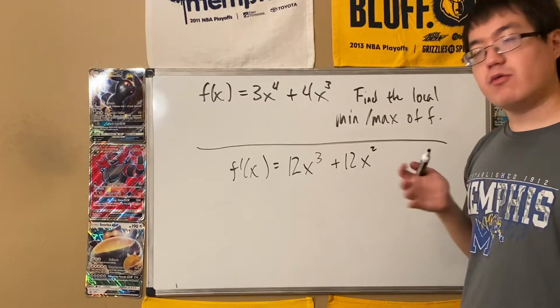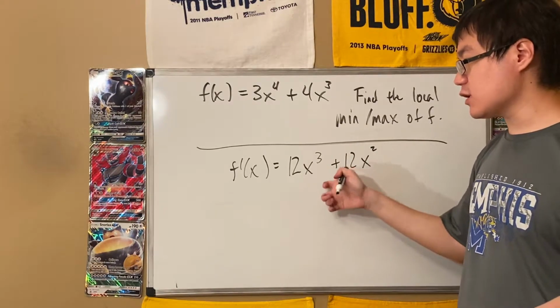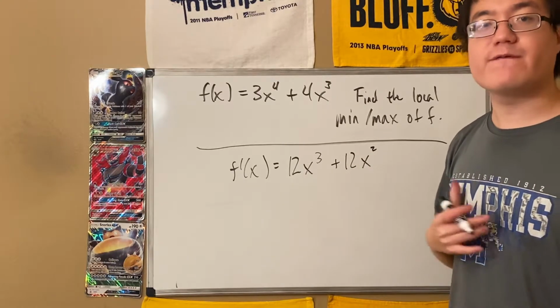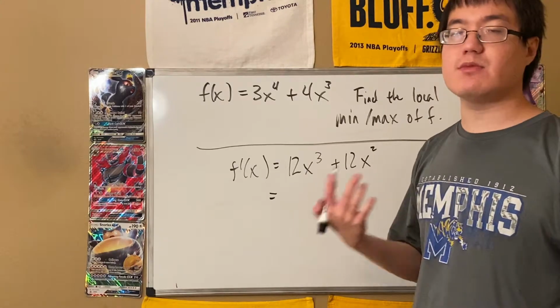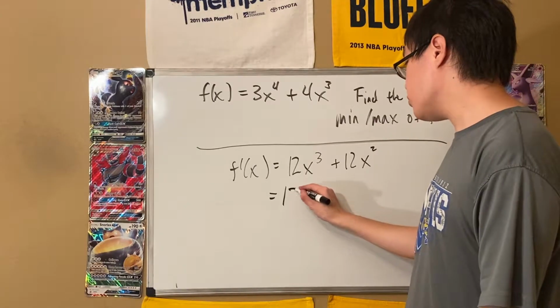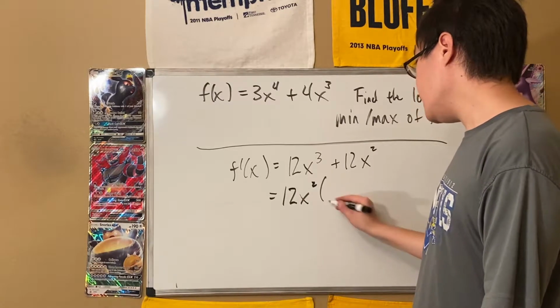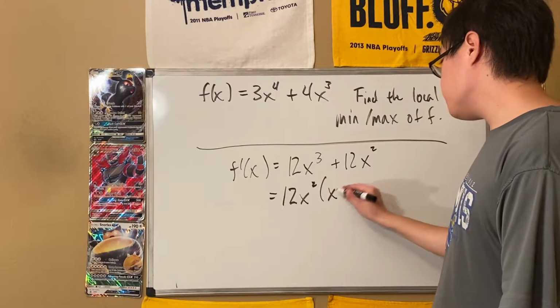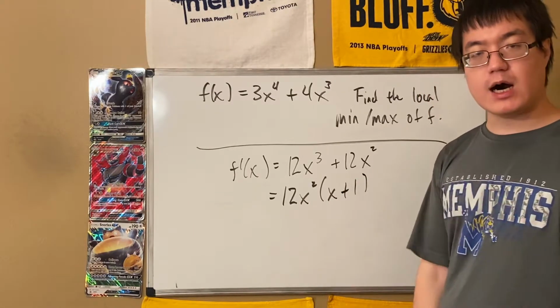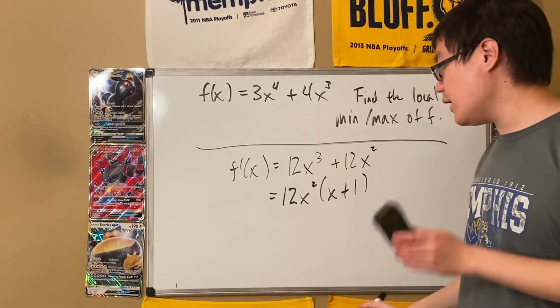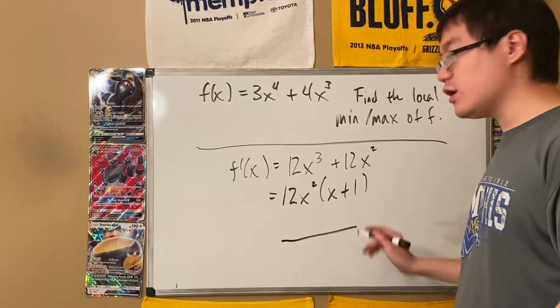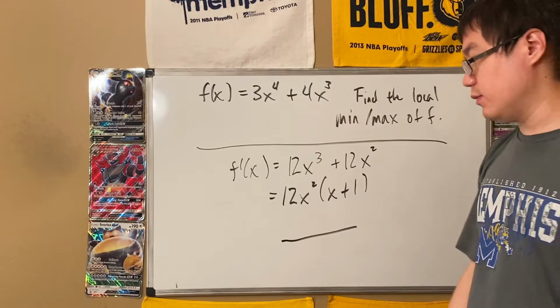But remember that we want to draw the sine chart of this little sucker right here, but in order to do that, you first need to factor everything as much as possible. So what I'm going to do is take out as much as I can. Looks like I can take out a 12x squared, and I'll be left with x plus 1. So this is my simplified form of f prime, my factored form. Now I'm ready to draw a sine chart. So if you didn't watch our video on sine charts, we highly recommend you watch this.